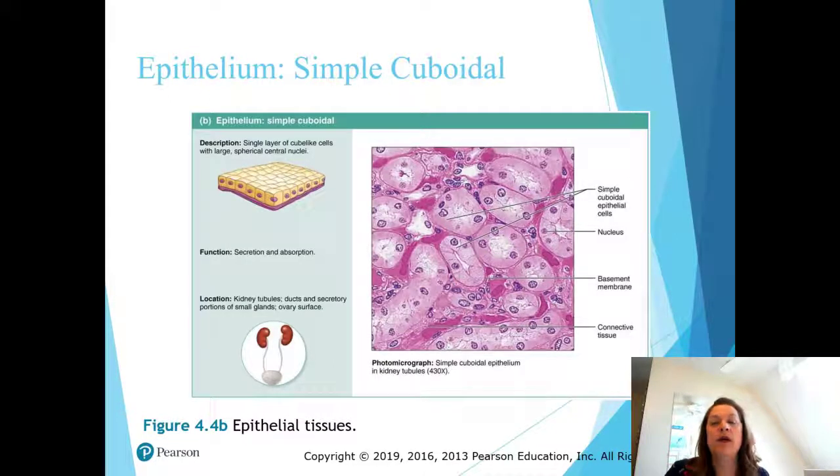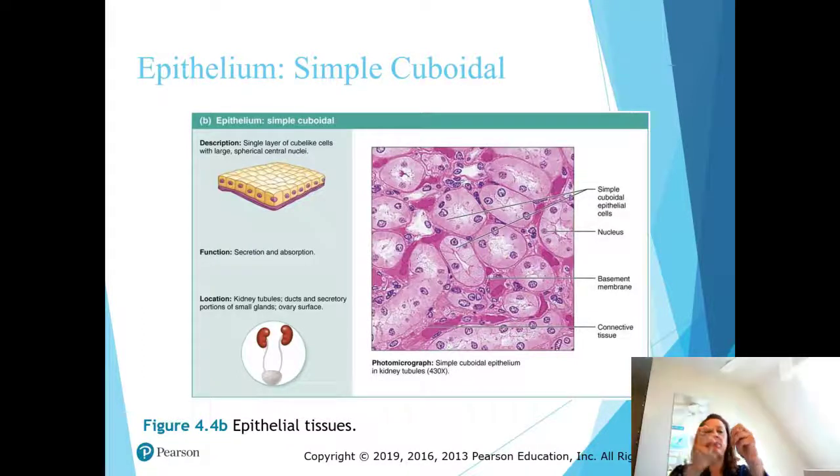Simple cuboidal. Again, we're looking for one layer, cube-like cells, still thin, so they're very good at secreting and absorbing. We're going to find them in our kidney tubules, some of our glands, and on the surface of the ovary. When you look at the image to the right, it looks like there's a bunch of big round things with dots in them. Those round things are tubules.